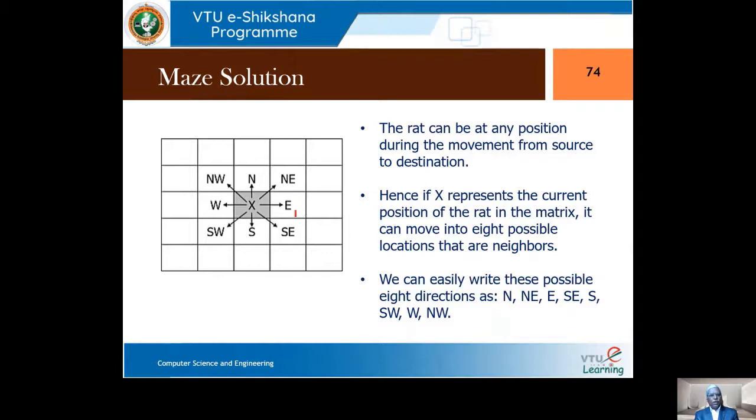So supposing if there is a 1 here, it cannot move. Supposing if there is a 1 here, it cannot move. If it's a 0, it can move. So there are some possibilities. Out of 8 possible directions, it may have 3 zeros and 5 ones. It depends. So the rat can be at any position. If X represents the current position, then it can move in all 8 directions. So these are represented like this.